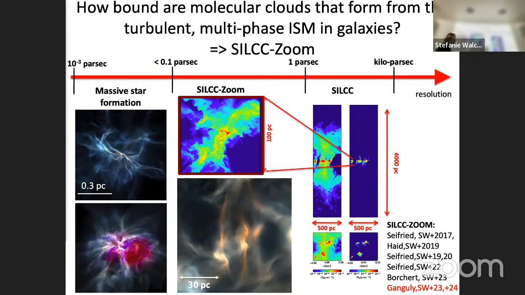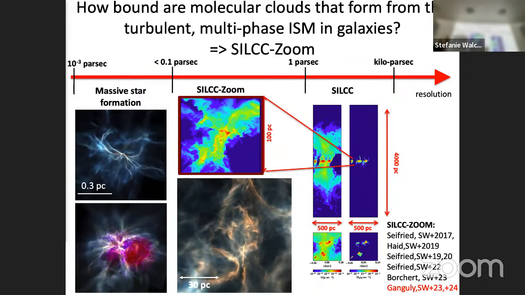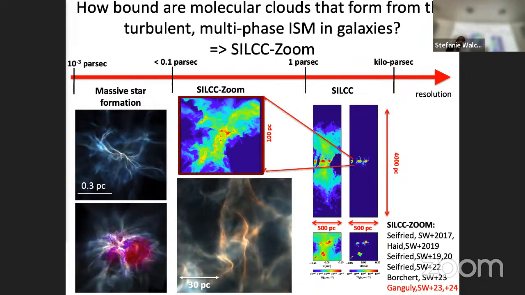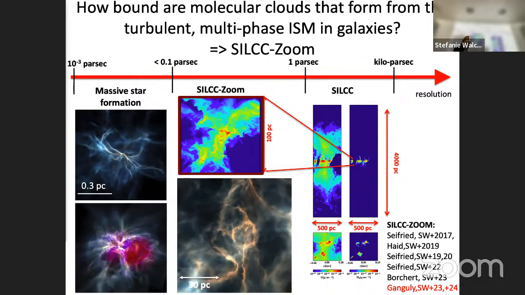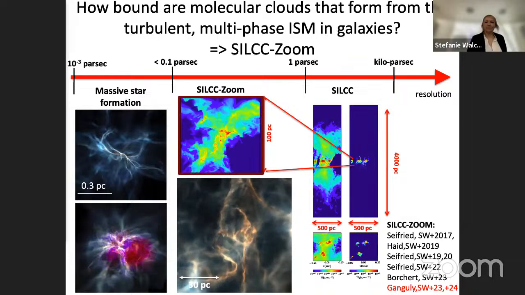So basically the sink particles which we form here are still little star clusters. Even if you go to 0.1 parsec, you have little star clusters. You don't have individual stars, right?